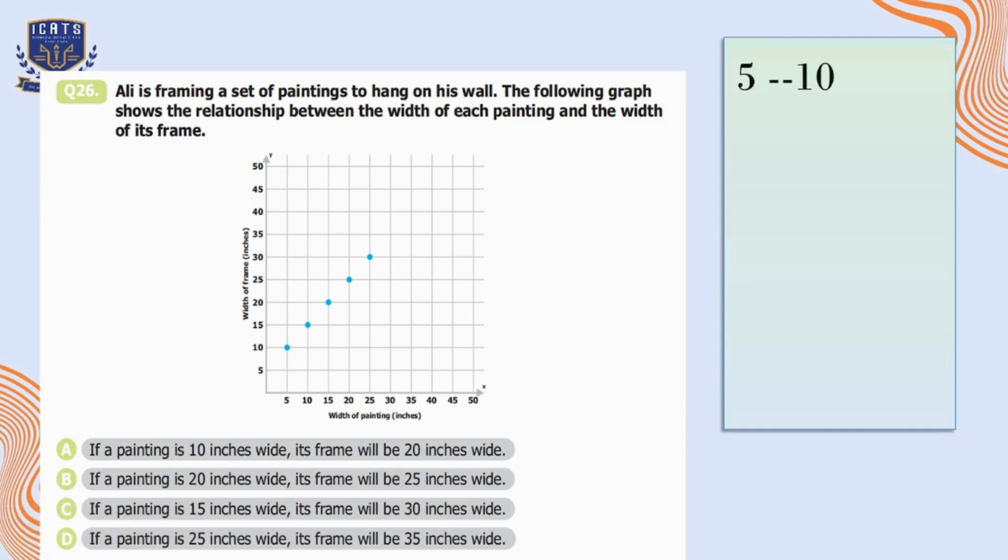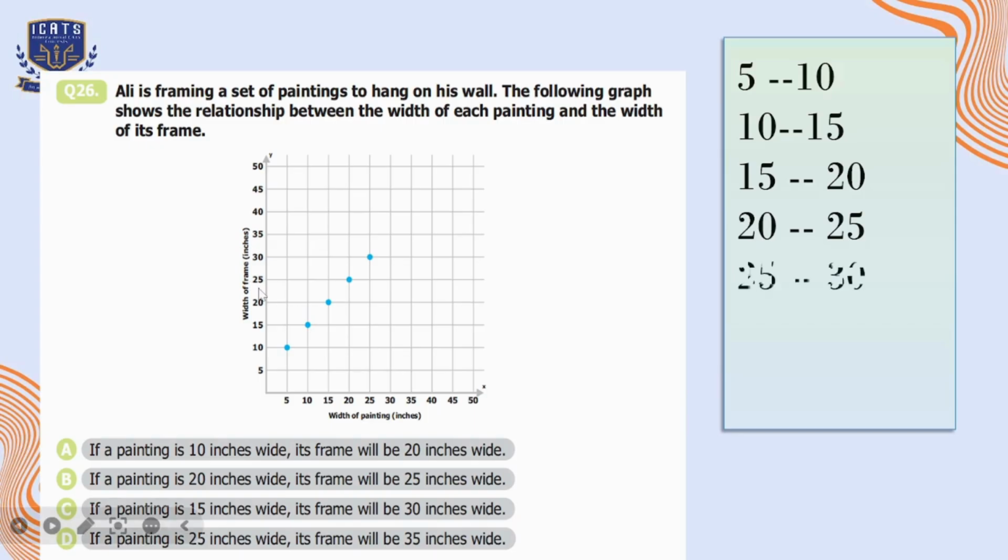So we can write it like this. For 10 inches wide painting, the width of the frame is 15 inches. For 15 inches wide painting, the width of the frame is 20 inches. And similarly, for 20 inches wide painting, the frame is 25 inches. And for 25 inches wide painting, the width of the frame is 30 inches.